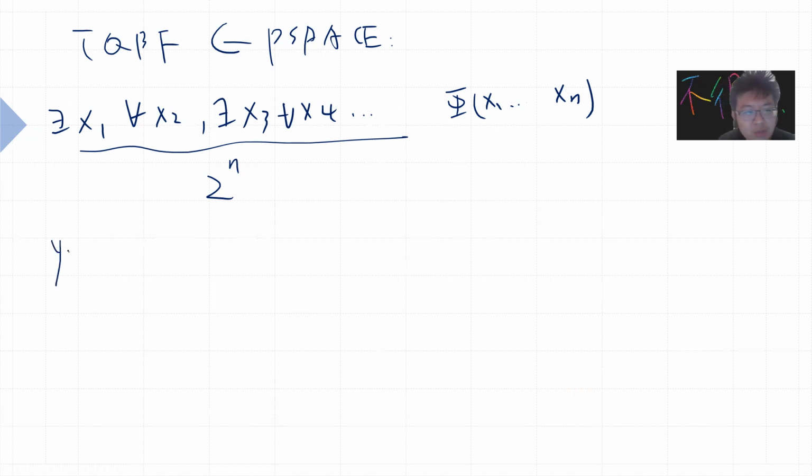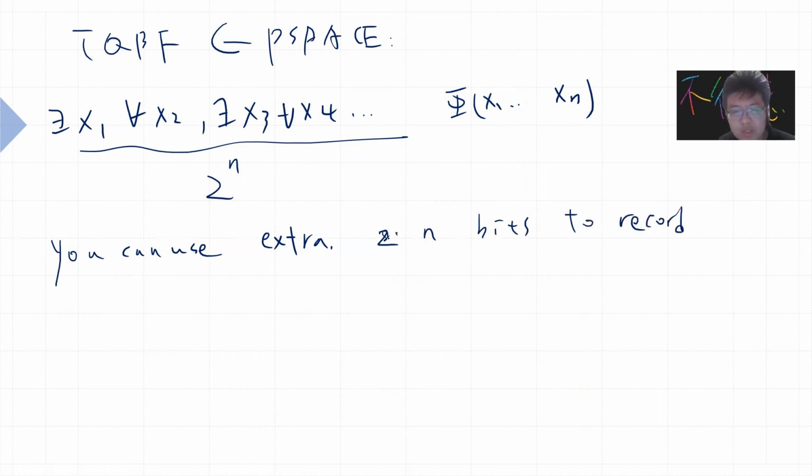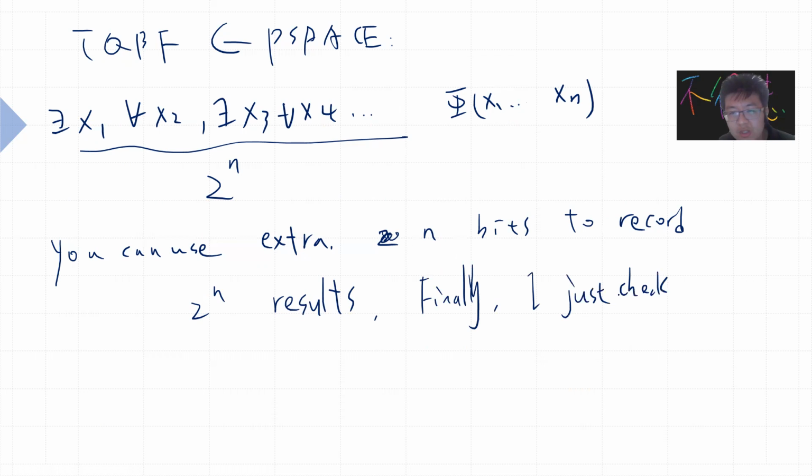So the idea is that I first choose one assignment and compute, and I choose another and compute, and I choose another and compute. So I just use an extra n bits to record 2 to the n results. And then finally I just check the formula. Okay, so yeah, this is a proof.